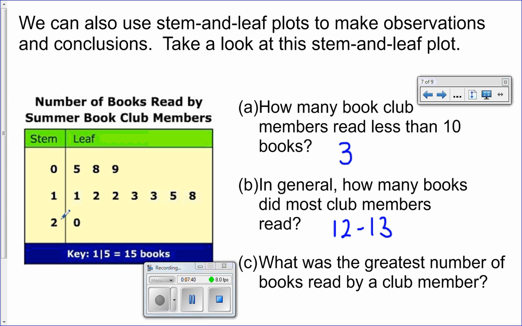And then, what was the greatest number of books read by a club member? Well, what we should do is go to the final stem. That'll be the largest one. That's 2. And we only have 1 leaf. But when we put those together, we see that the answer is 20.